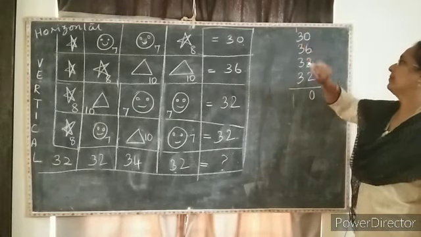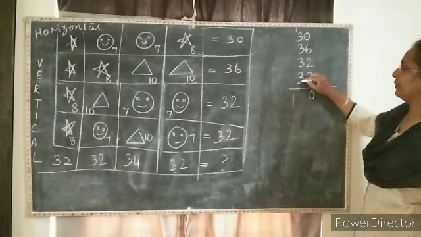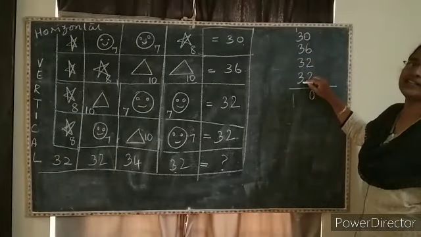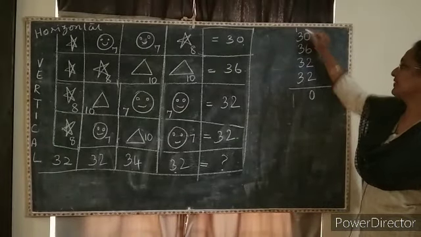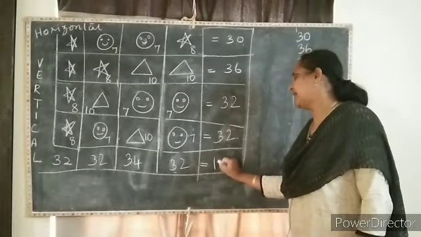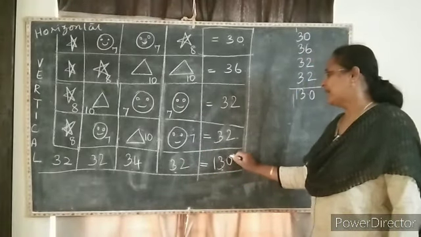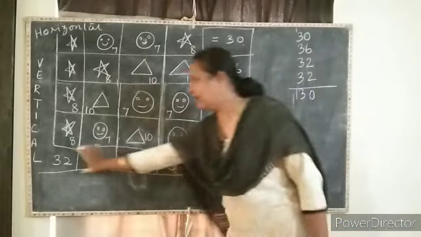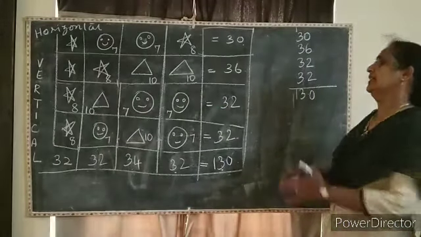Now again the one reminder. So now 1, 2, 3, 4. 4 threes are how much? 12. 12 plus 1 is how much? 13. So what will be the answer here? 130. Now we'll check whether this 130 is the same for this horizontal line.